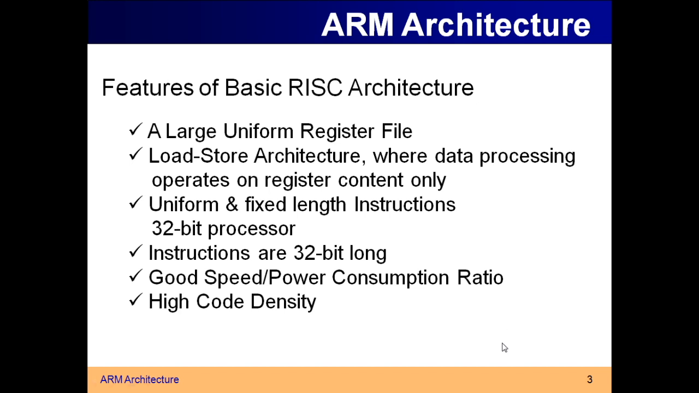Then it is having uniform fixed length instructions. That means all the instructions used for writing the program. How will you write a program? You can write the program in two languages. First one is known as assembly language, or in the high level C language. So this one they are talking about the assembly language program. Whatever instructions you are using for the assembly language program, all the instructions will be having fixed width or fixed length. What do you mean by that?